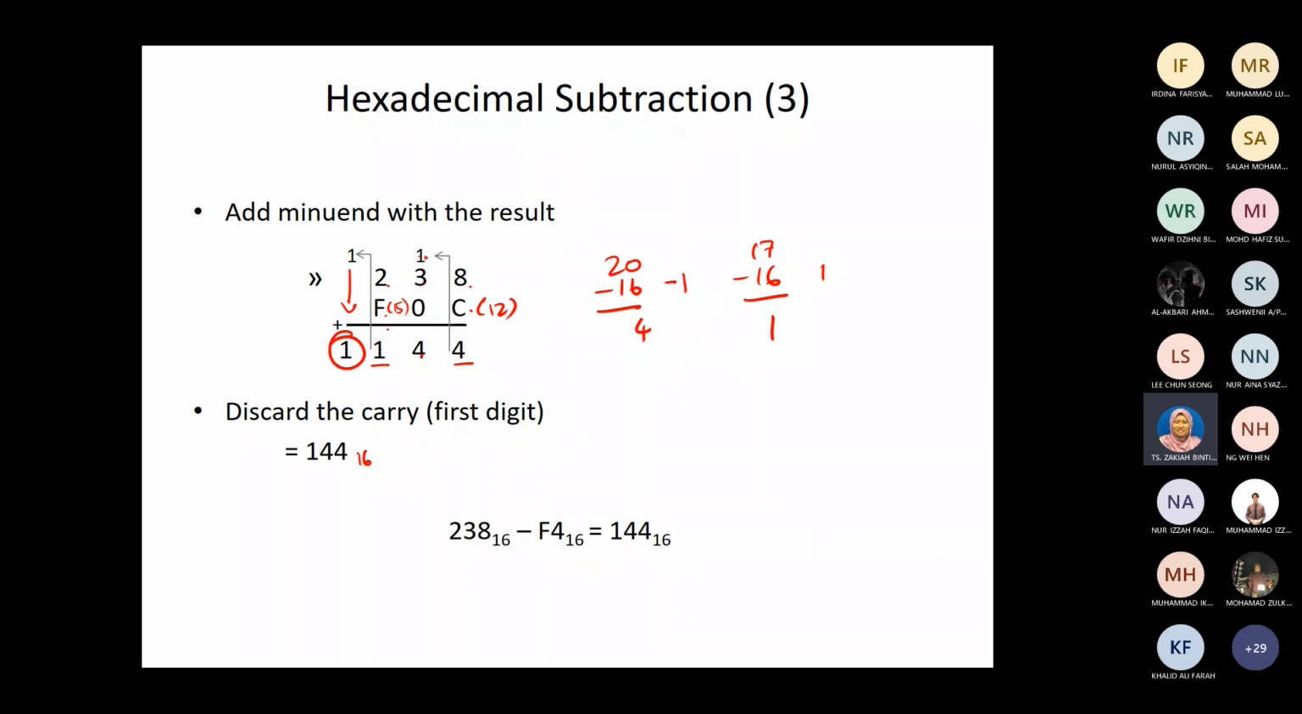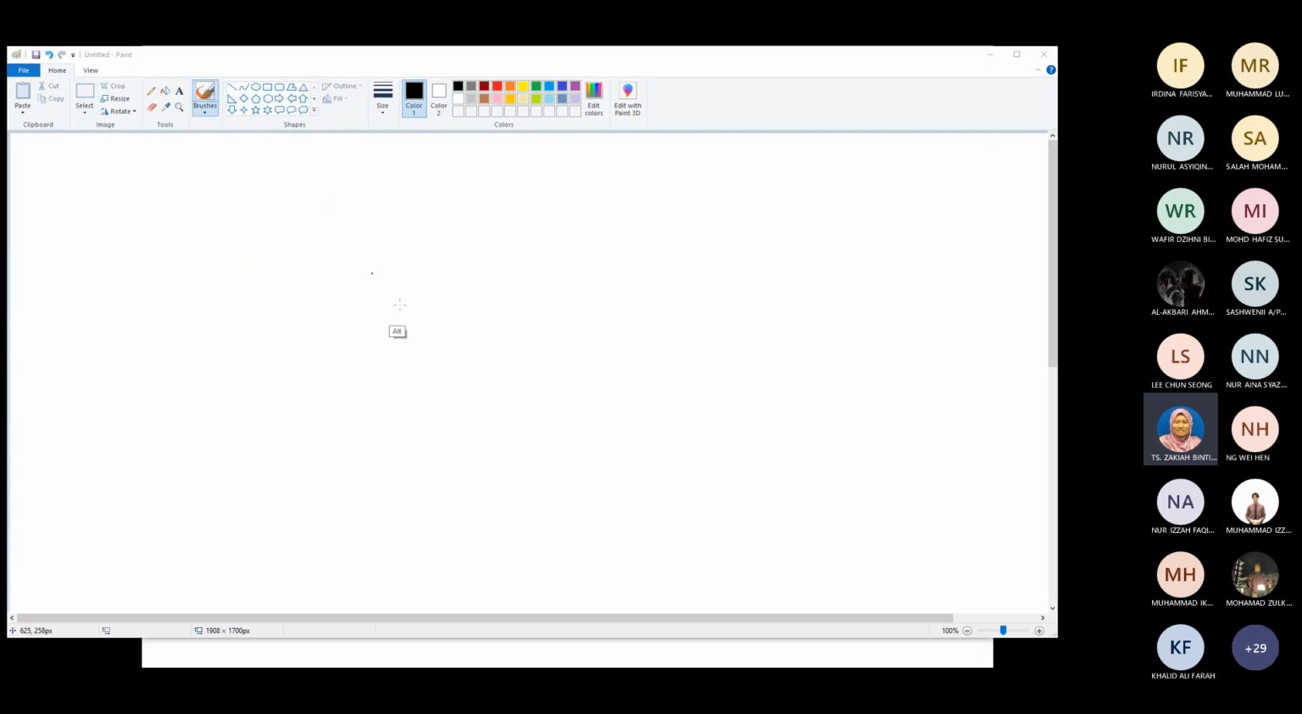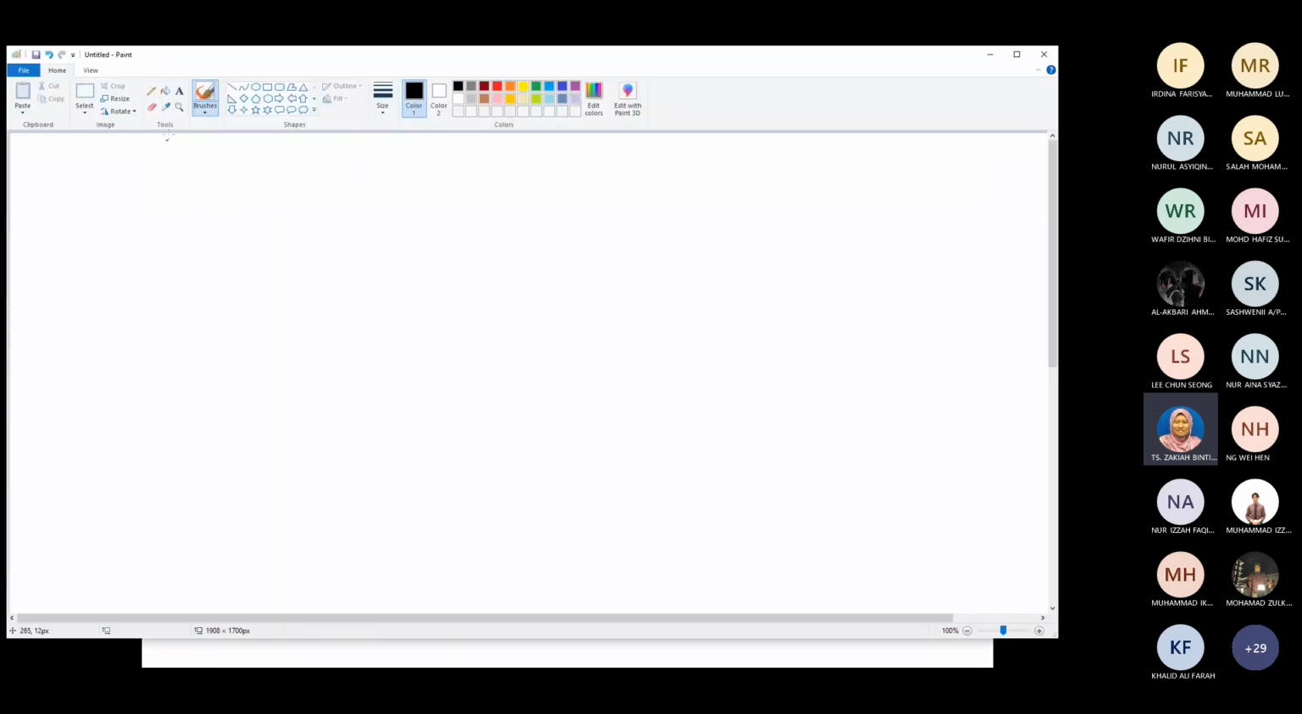Okay, so you might want to ask, can I use the borrow bits? Yes, you can, but it is quite complicated. And then what's the question? 238 minus F4. Let's see, 2, 3, 8 minus F4. So imagine that you want to borrow, because this one is 2 digits and then you want to borrow from the previous one. What you need to do is just subtract as usual if the number can be subtracted.